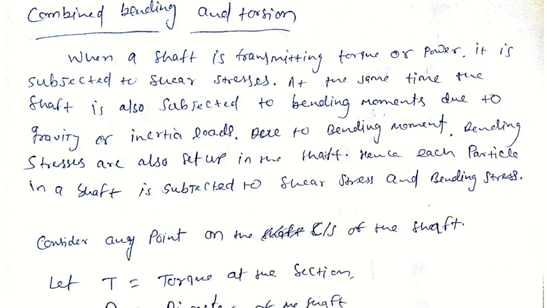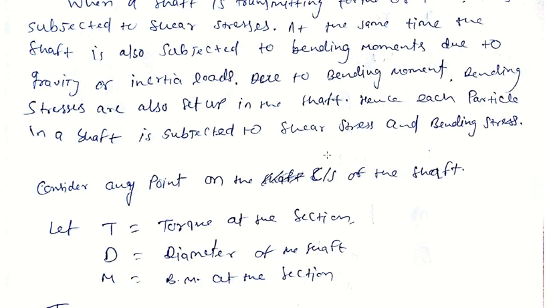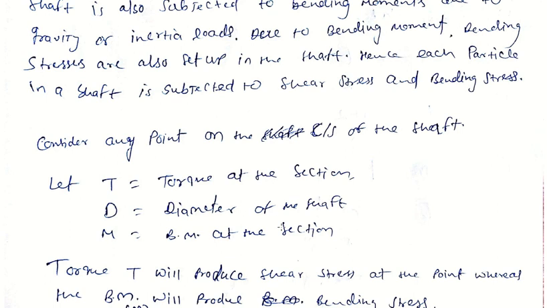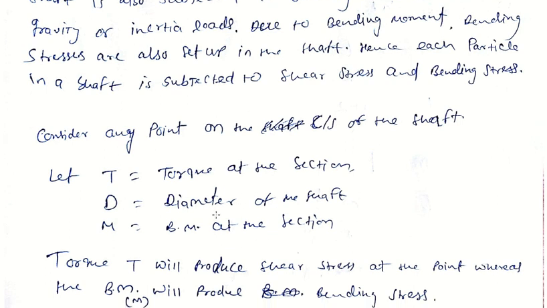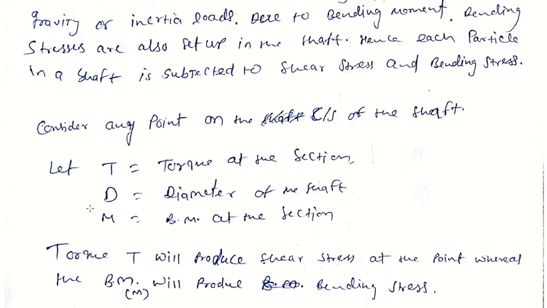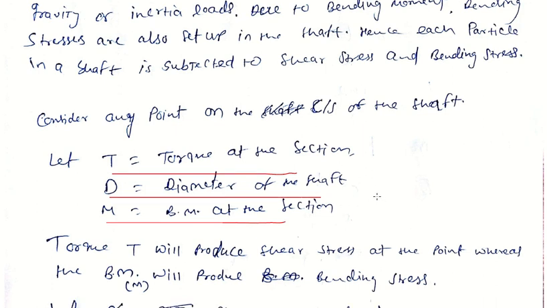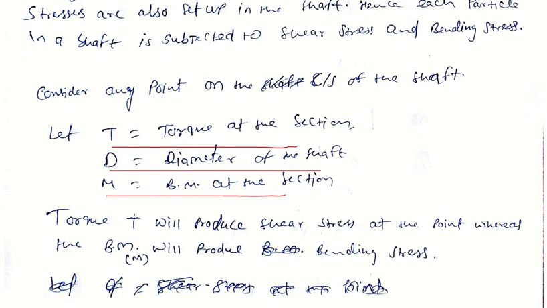So we consider a point. At the point there is a bending moment and a torque at this section. Let D be the diameter of the shaft, T the torque at the section, and M the bending moment at the section. Now torque T will produce a shear stress and the bending moment will produce bending stresses.